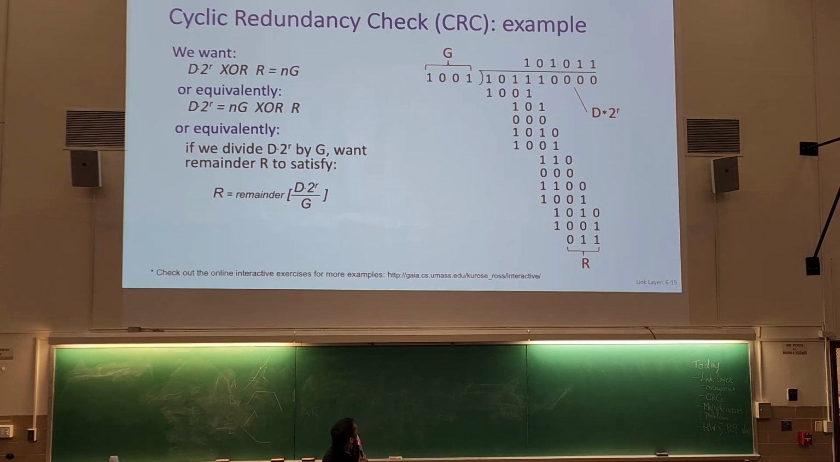Okay, and that's what it is. The remainder you get when you divide the data left shifted by R bits by just a constant. That's a protocol constant. That's cheap. That's called the generator.